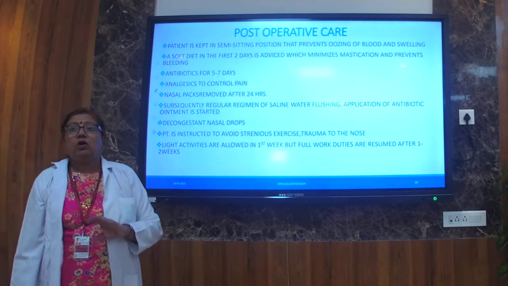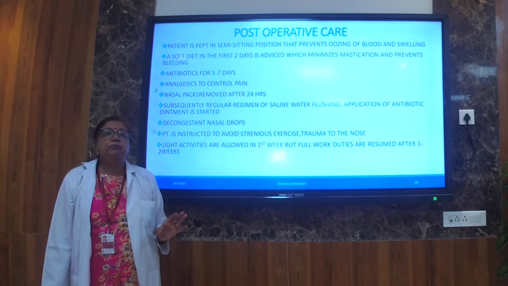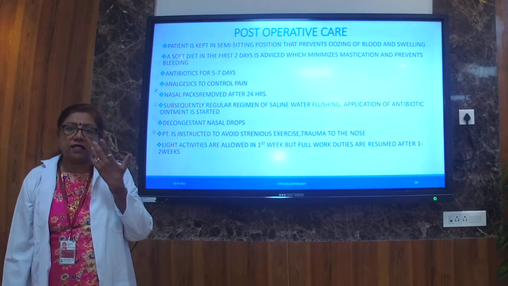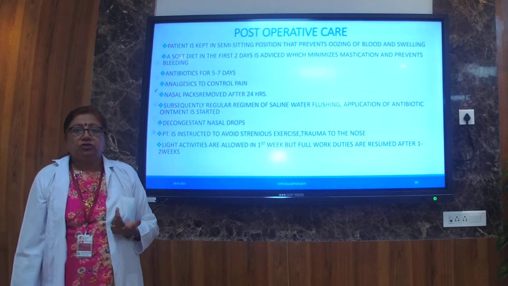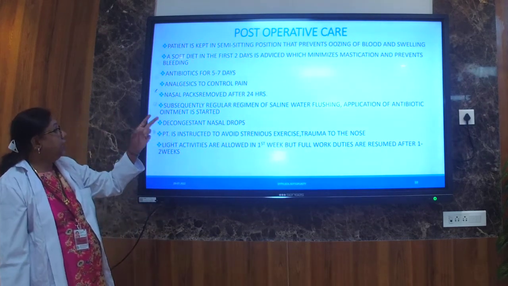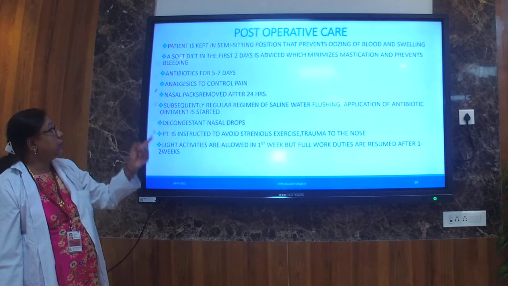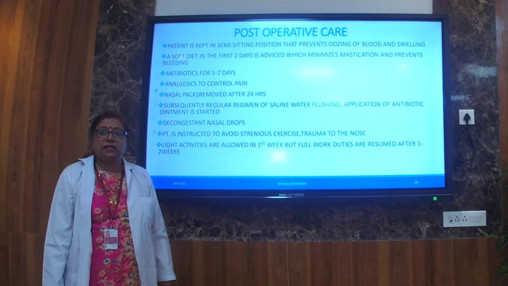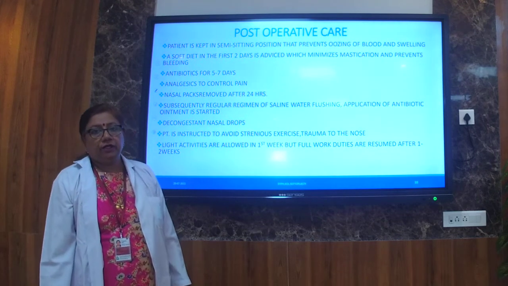Analgesic should be given, and an anti-allergic should be given. Why anti-allergic? Because there is an irritation, as much as we have kept the pack. We don't want much irritation, so we give analgesic to control pain, and antibiotics for 5 to 7 days. And usually we remove the nasal pack within 24 hours.